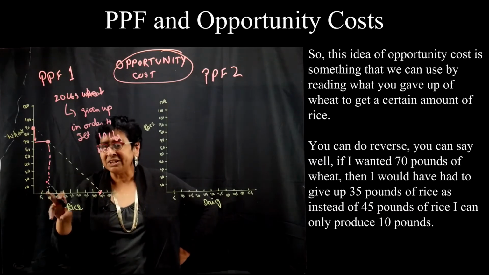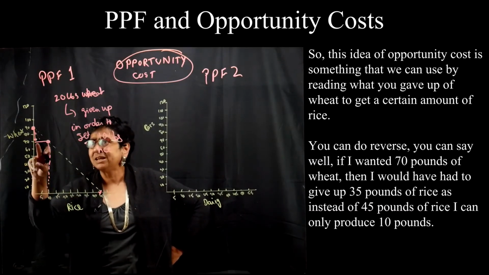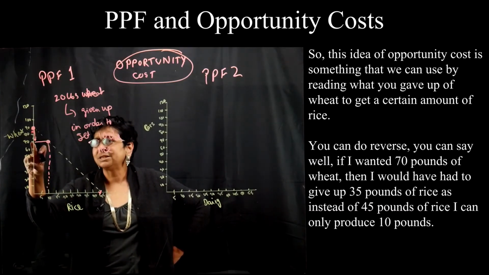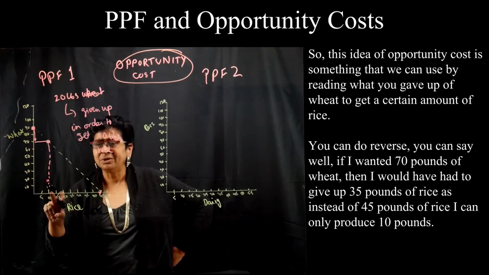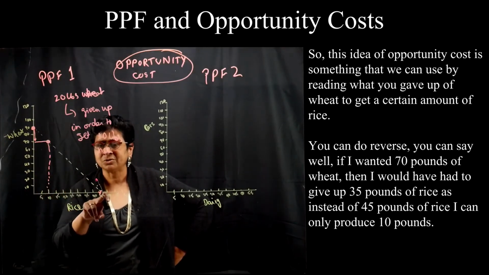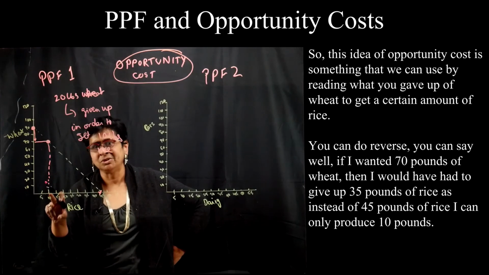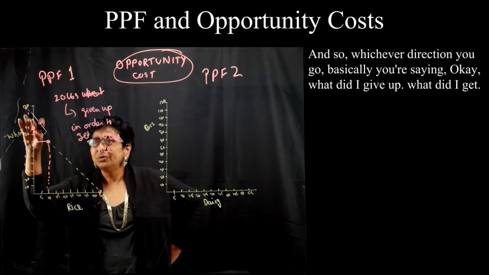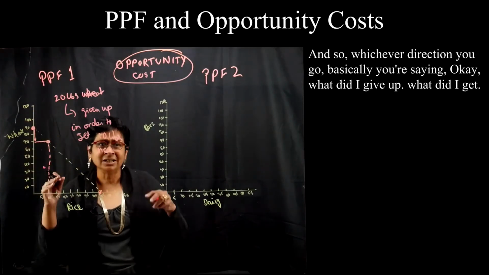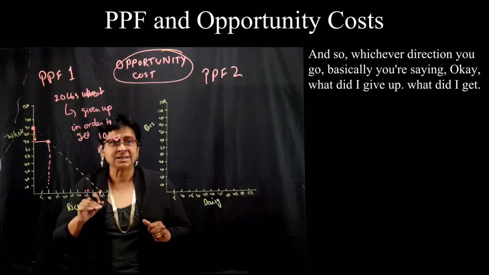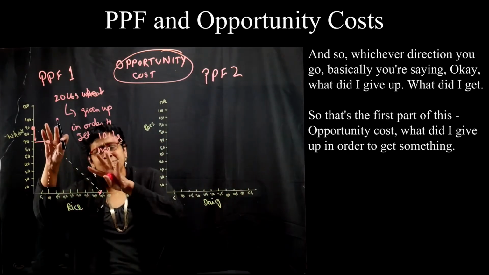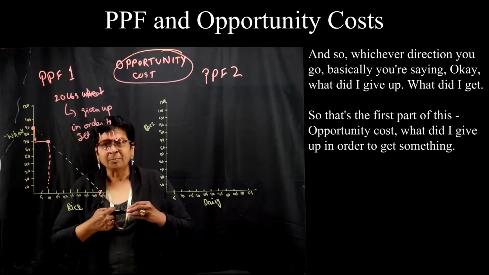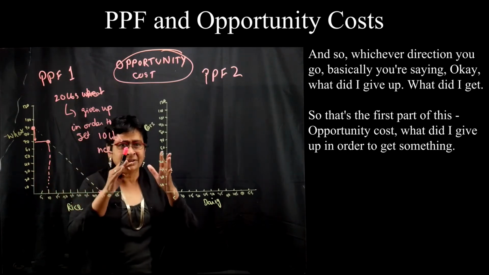You can do it in reverse. You can say, well, if I wanted 70 pounds of wheat, then I would have had to give up 35 pounds of rice, because instead of 45 pounds of rice, I can only produce 10 pounds. And so whichever direction you go, basically you're saying, okay, what did I give up? What did I get? All right? So that's the first part of this. Opportunity cost, what did I give up in order to get something?